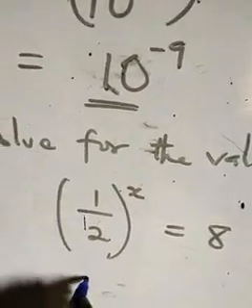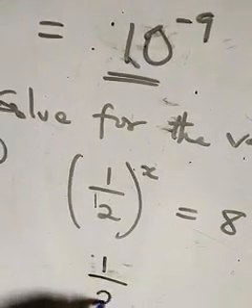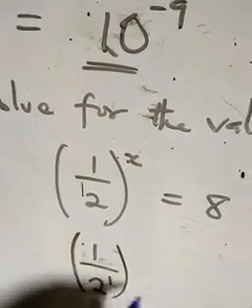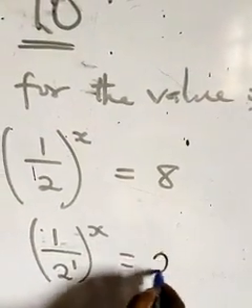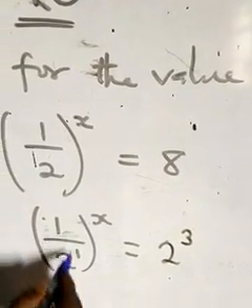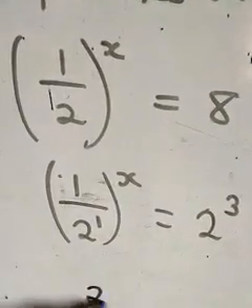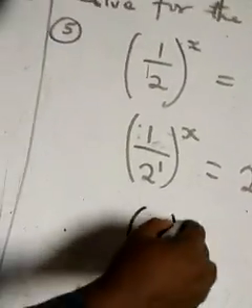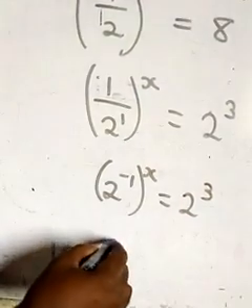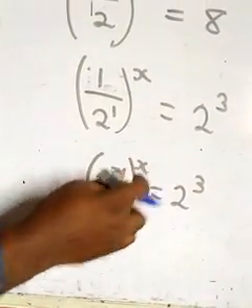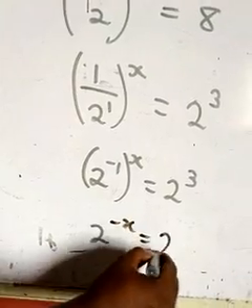1 over 2 is written as 1 over 2 raised to the power 1, right? Raised to the power x equals 8. 8 is written as 2 raised to the power 3. Now 1 over 2 raised to the power 1 means 2 raised to the power minus 1. Raised to x equals 2 raised to the power 3. This gives me 2 raised to the power minus 1 times x, which is minus x, equals 2 raised to the power 3.